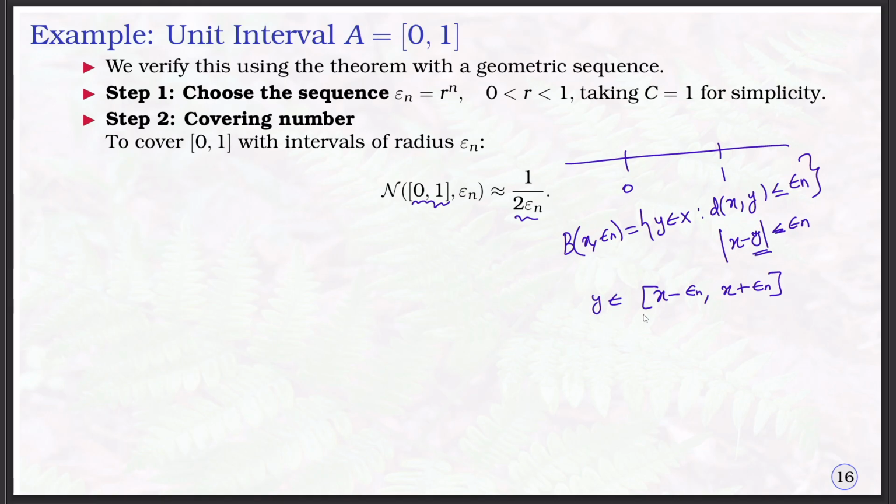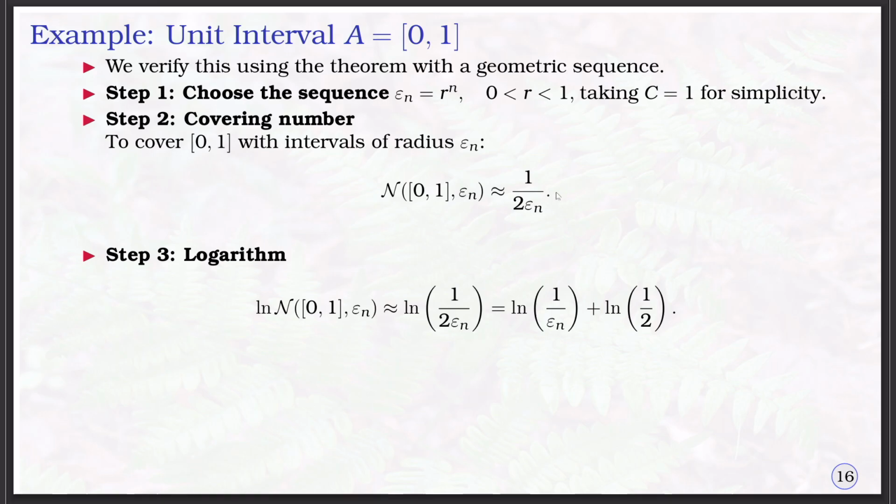So what is the length of this interval? By using epsilon n we get a closed interval like this, and by using the closed interval we can cover the boxes. The length of this interval is (x plus epsilon n) minus (x minus epsilon n). So this will cancel, and one gets 2 epsilon n. Whenever epsilon n approaches 0, the number of boxes increases. Whenever epsilon n decreases, the number increases, so it is inversely proportional to 1 by 2 epsilon n.